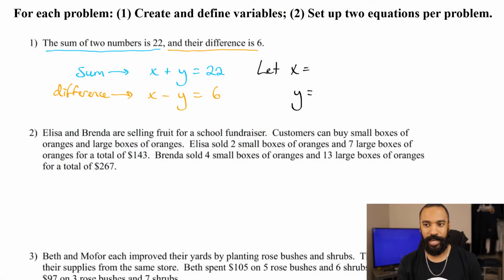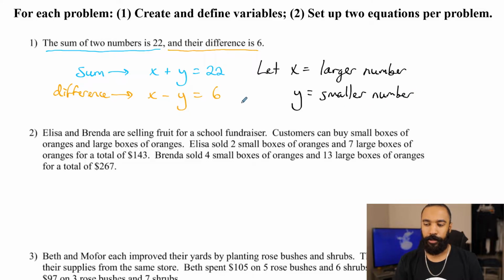So one thing I can say, and be very specific with my variables, is let x equal the larger number, and let y equal the smaller number. There, I defined my variables. We know the numbers do have to be different. If you subtract the same numbers from each other, the difference would be 0. So we know that one's larger and one's smaller. And that's all I'm going to do with that problem.